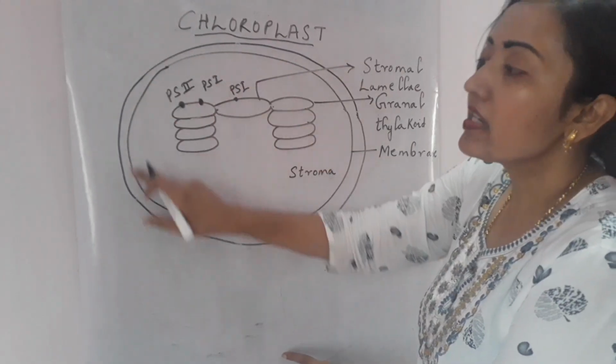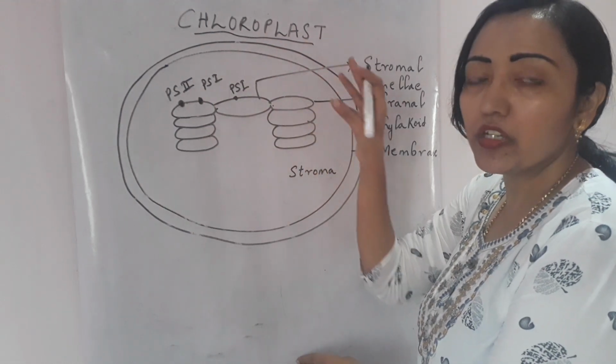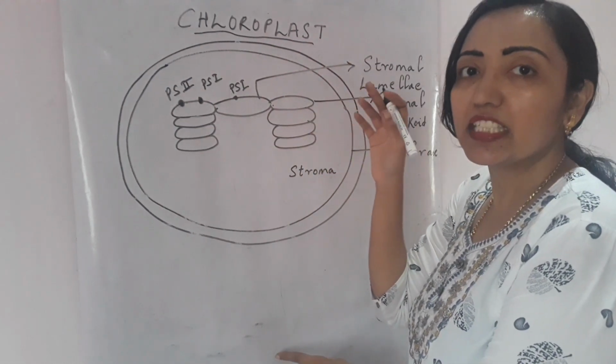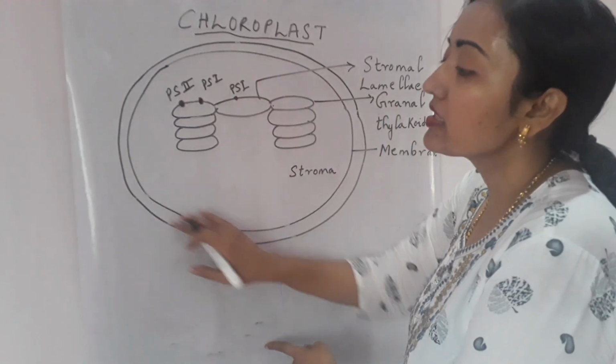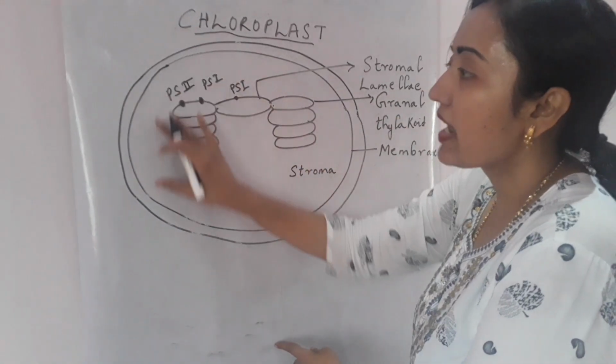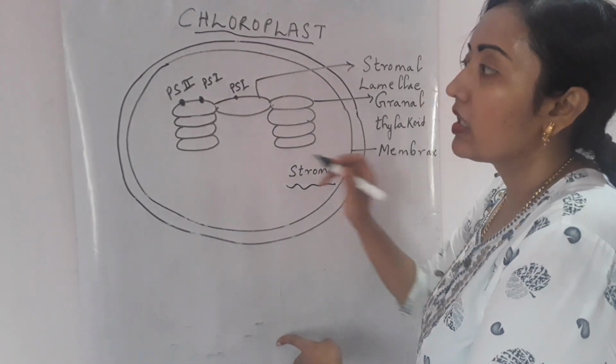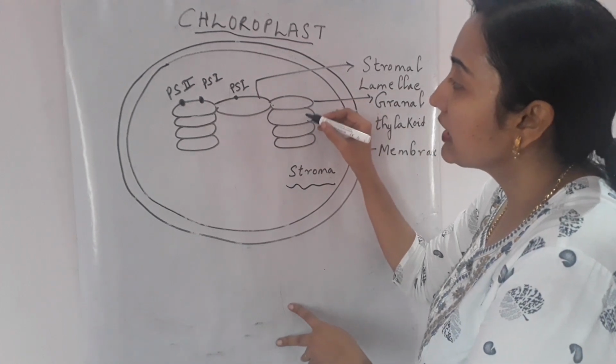Chloroplast. A chloroplast consists of a double membrane. It is the region where all the photosynthesis reactions take place. This is the outer and this is the inner membrane, and the matrix inside the chloroplast is known as stroma.